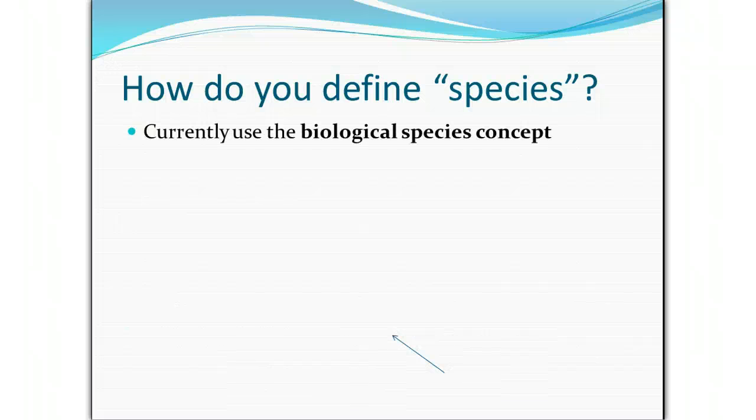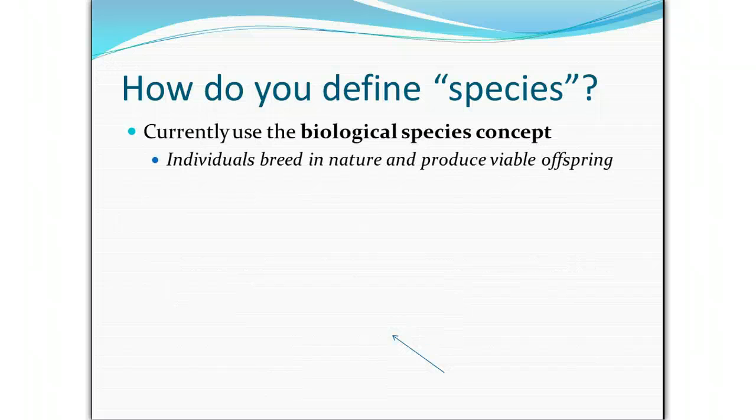So currently we use the biological species concept. And what that means is that individuals can breed in nature, so in the natural world, and they produce viable offspring. What viable offspring means is that the offspring can survive, and the offspring themselves are fertile, and they can mate and produce viable, fertile offspring. So that's the biological species concept.